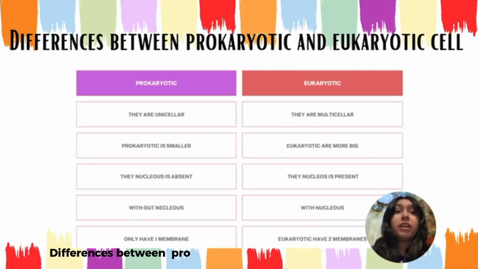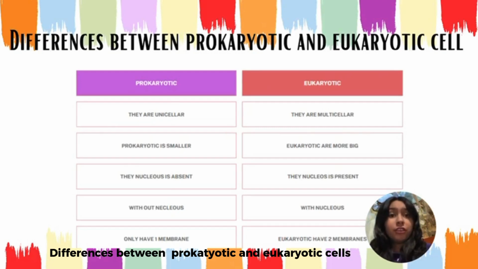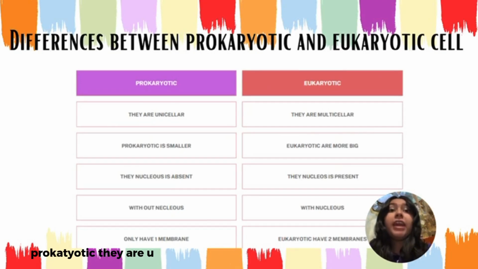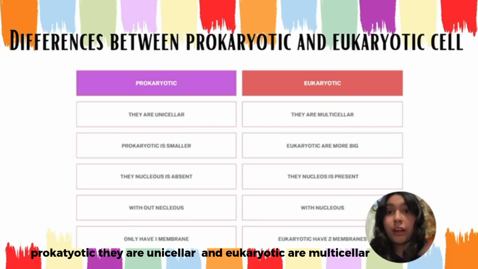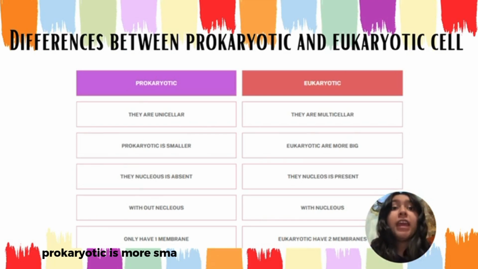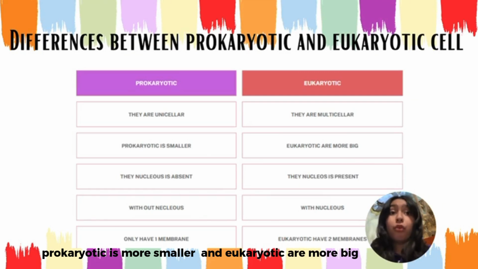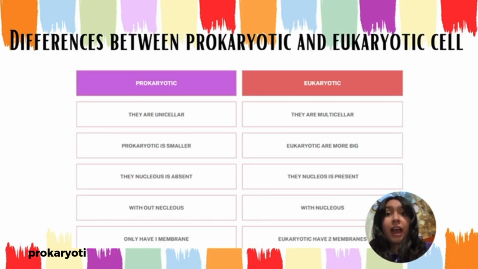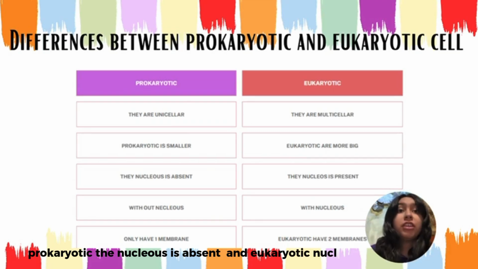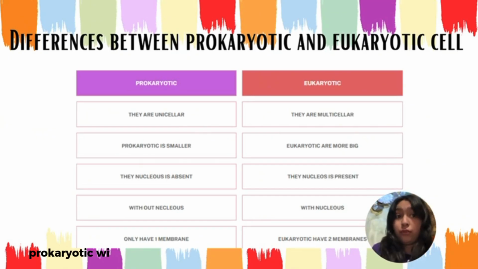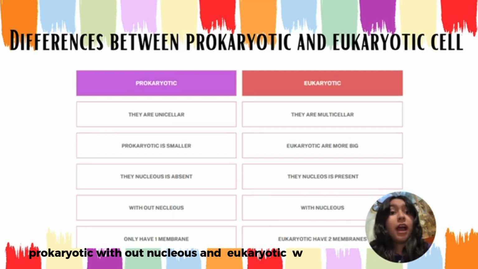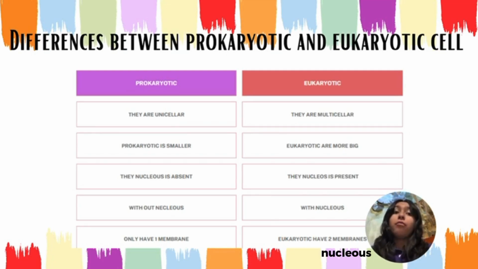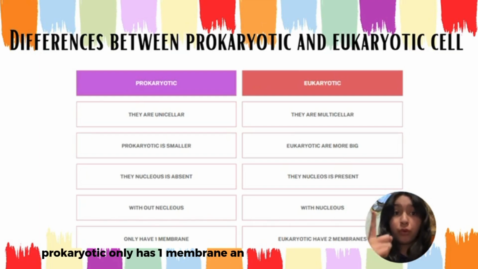Differences between prokaryotic and eukaryotic cells. Prokaryotic cells are unicellular, and eukaryotic cells are multicellular. Prokaryotic cells are smaller, and eukaryotic cells are bigger. In prokaryotic cells the nucleus is absent, and in eukaryotic cells the nucleus is present. Prokaryotic cells are without a nucleus, and eukaryotic cells have a nucleus. Prokaryotic cells only have one membrane, and eukaryotic cells have two.